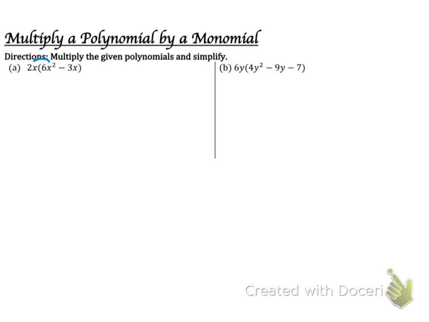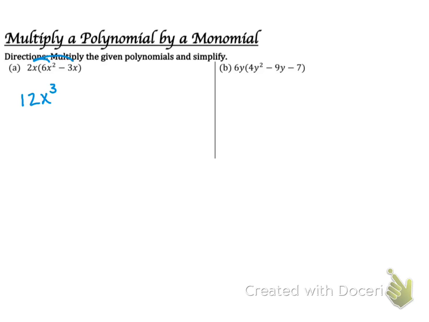So again, I have these parentheses, so I need to distribute the 2x to the two terms inside my parentheses. So first I distribute to 6x squared. So 2x times 6x squared gives me 12x cubed. This is using the exponent rules that we learned in 7.1 and 7.2. So if you need to refresh those, you can do that.